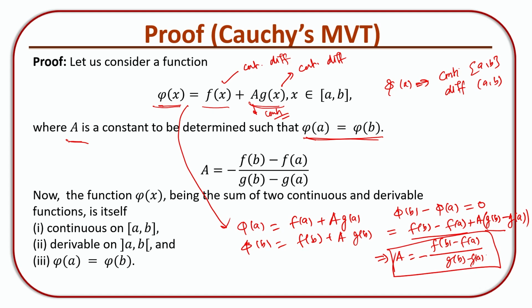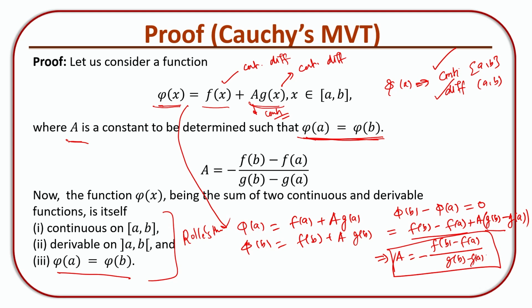Now, the function becomes continuous in the closed interval and differentiable in the open interval, and with this choice of a, phi(a) is equal to phi(b). This is Rolle's theorem. Since it fulfills all three conditions of Rolle's theorem, by Rolle's theorem we know that phi dash of c is going to be 0 for some point c lying between a and b.